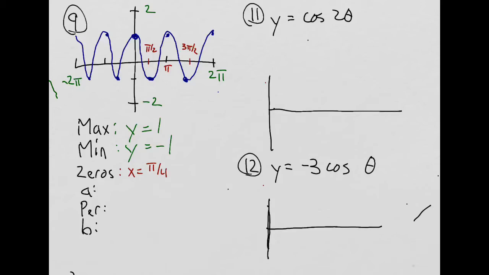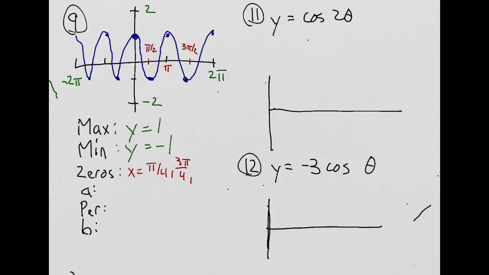Looks like it's in between pi over 2 and pi. 3 pi over 4. And then we got another one, kind of like right here. Well, what's in between pi and 3 pi over 2? Well, it's going to be 5 pi over 4. Basically, every pi over 2, you're going to have another 0 up and down, okay? And you can keep on going like that.